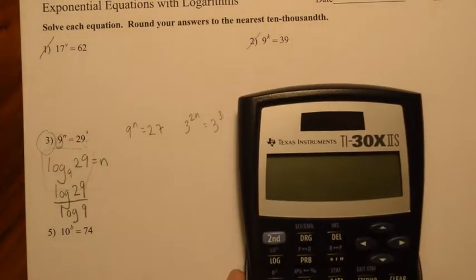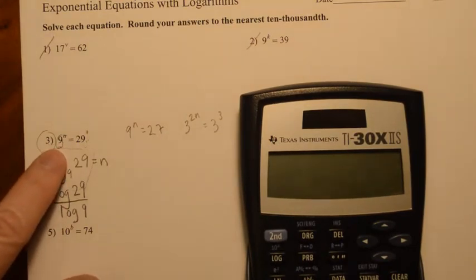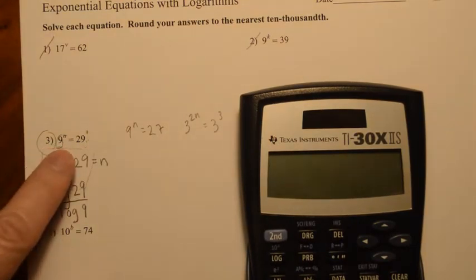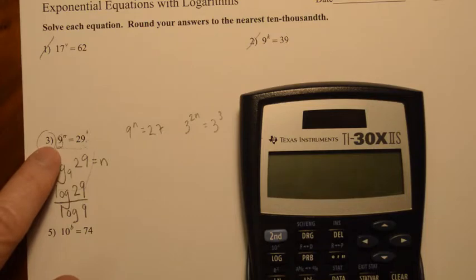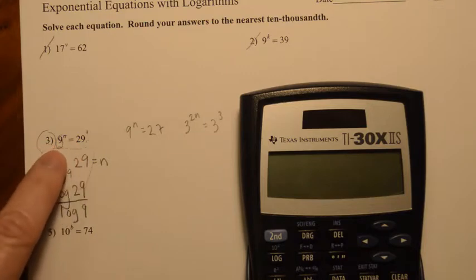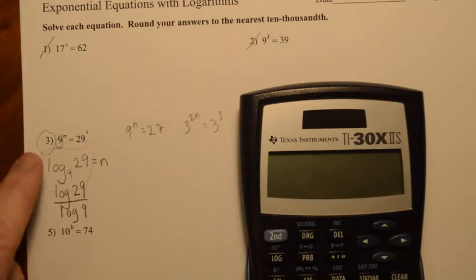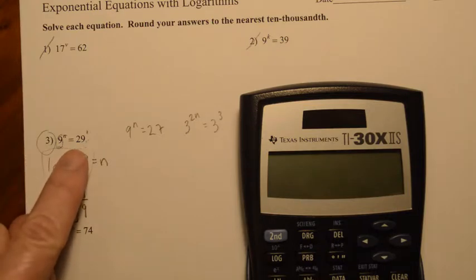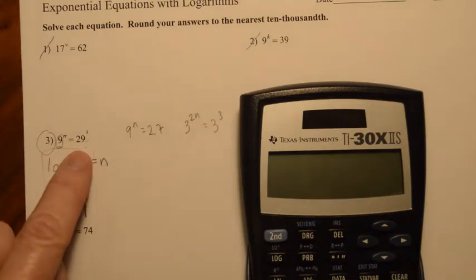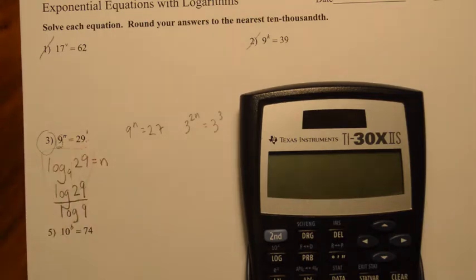Before I do this, I'm going to estimate how big I think n is going to have to be in order to get 29. Well, 9 to the first is 9, and 9 to the second is 81. 9 is too small for 29, and 81 is too big, so it's going to be somewhere between 1 and 2. And specifically, I think it's going to be closer to 1, because 9 is much closer to 29 than 81 is to 29.